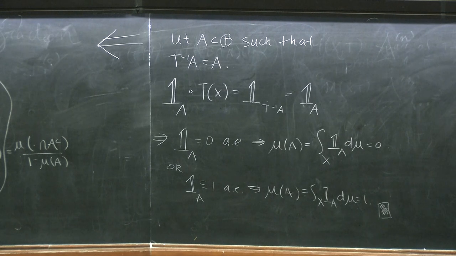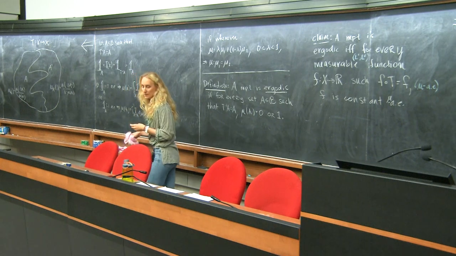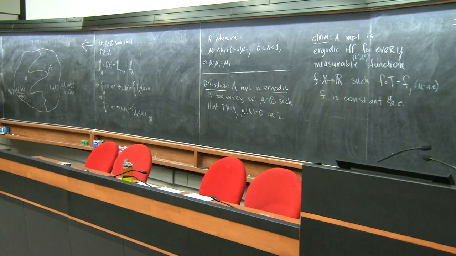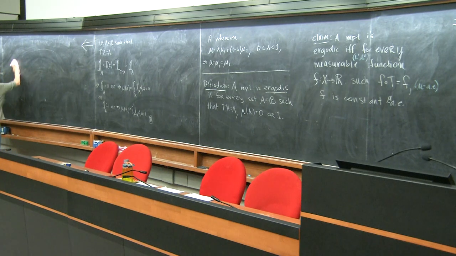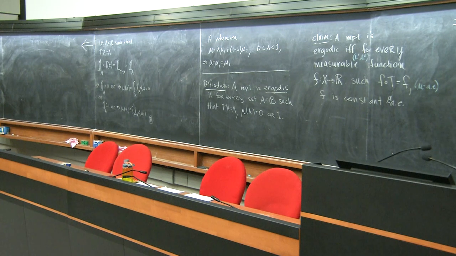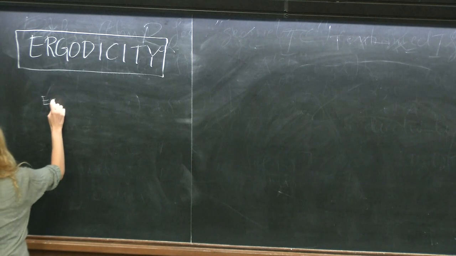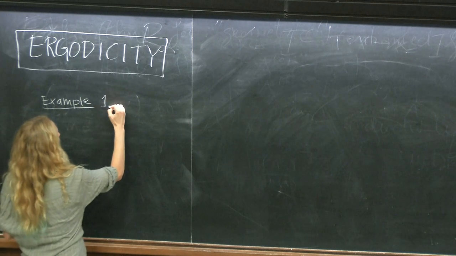Okay, so let's do a few examples to actually see how we use these characterizations and definitions in practice. Okay, so the first example I'm going to do is an example you've been seeing a lot about. So I'm just going to do circle rotations. So example 1, probably the only example I will work through fully. So rotations.